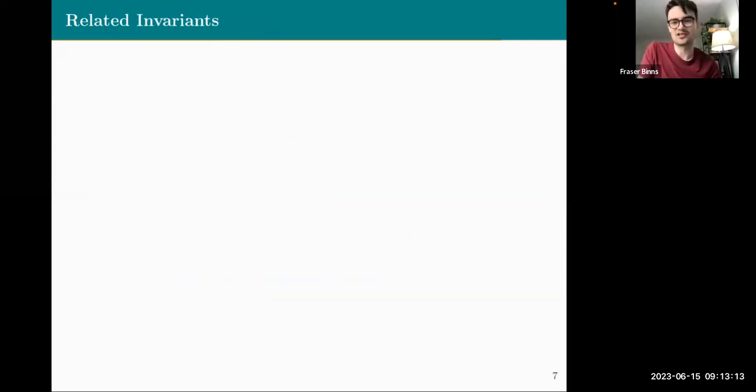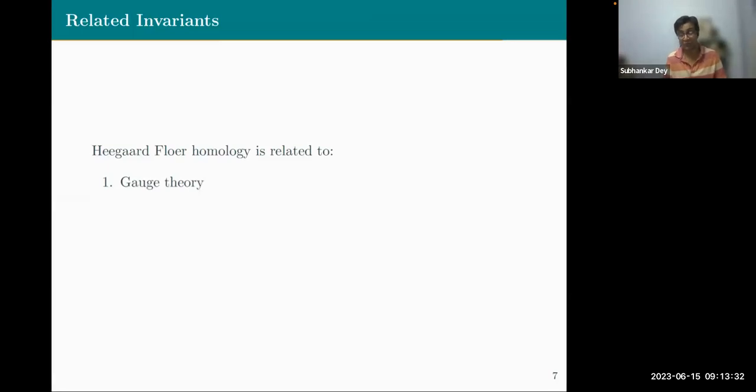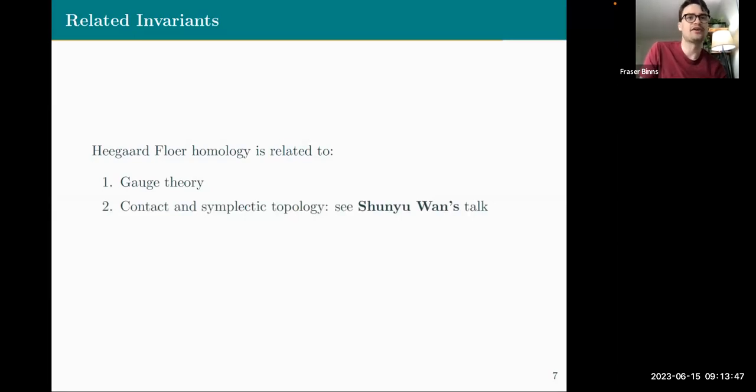Okay, so we've discussed applications and computations. Another important feature of Heegaard Floer homology is its relation to the rest of mathematics. In particular, Heegaard Floer homology is related to a good deal of other invariants. It is related to gauge theory, with relations to instanton and monopole theories, and it's also known to be equivalent to embedded contact homology. This gives some indication that Heegaard Floer homology might contain information about contact structures, and this is indeed the case. So in his talk, Shunyu Wan is going to talk about using Heegaard Floer homology to distinguish between different contact structures and this relationship with surgery.